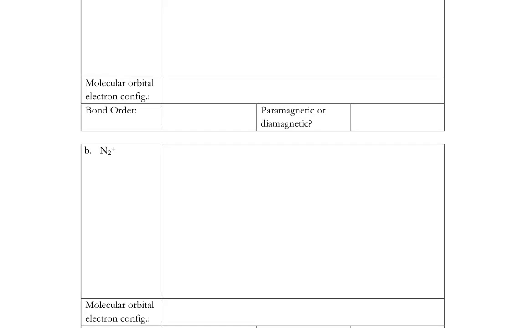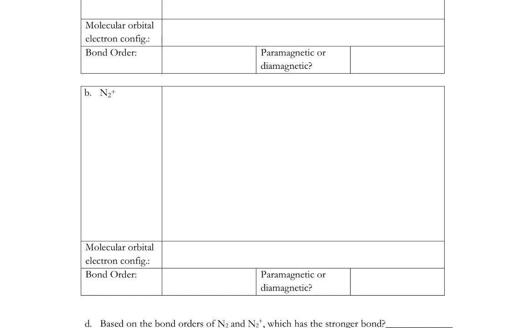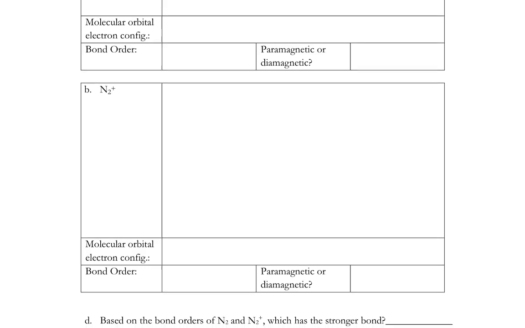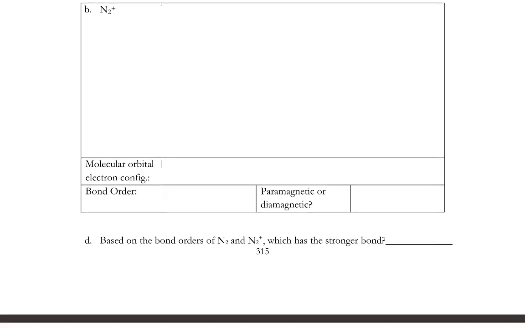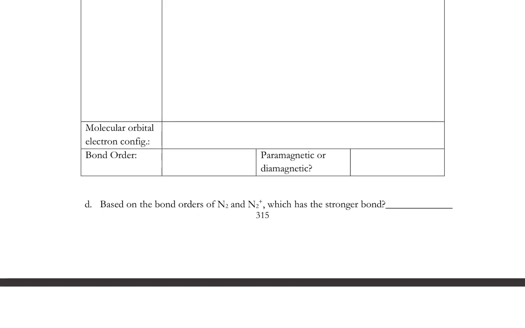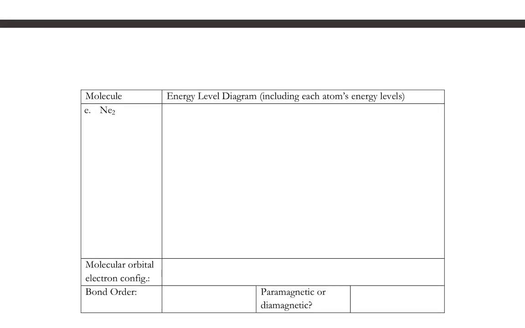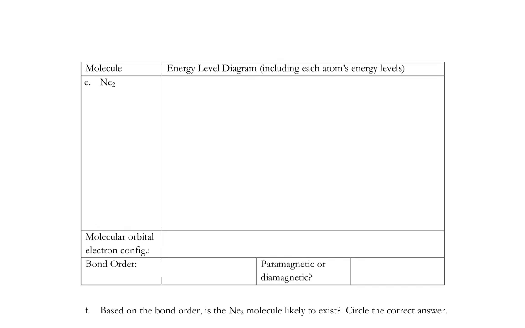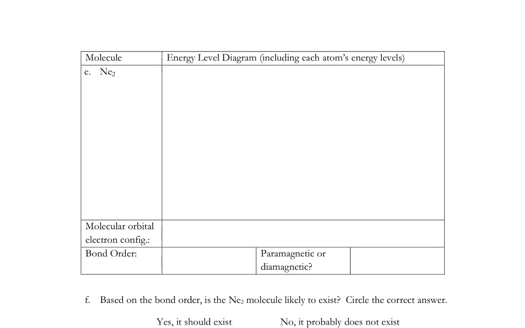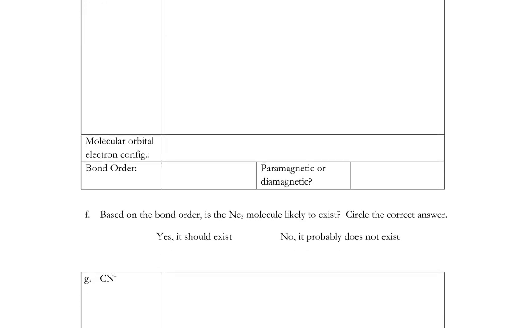Then you have now N2 plus to work with. You're removing an electron. It will look very similar, but slightly different stuff in it, of course. And based on the bond order of N2 and N2 plus, which has a stronger bond? You're working with then Ne2, so be sure that you're choosing the right molecular orbital energy level diagram. Based on the bond order, is the Ne2 molecule likely to exist?